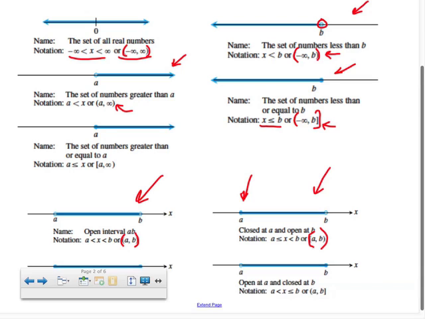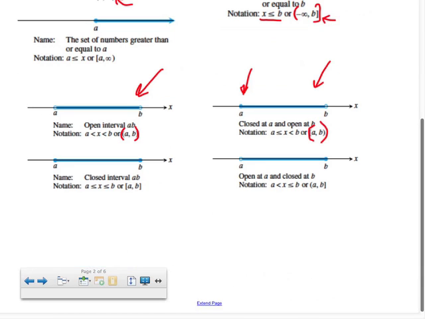And I think there's a couple last ones here. Here we have the closed interval from a to b, meaning that both a and b are included. You'll notice we have brackets on both ends. And then this last one shows that b is included but not a. So those are just different examples. Again, this is just reminding you of how you can write that.